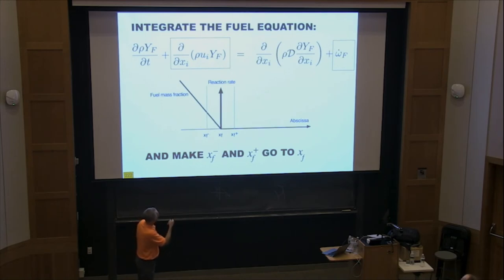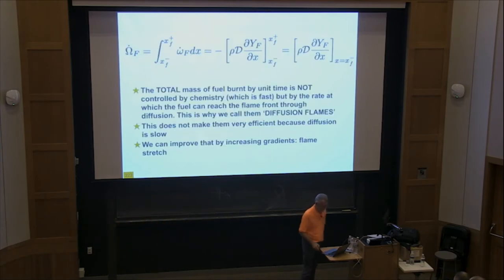But not these two. This one here is the integral of a Dirac function. The reaction rate is infinite here, so its integral is not zero, even if you integrate on a small zone. And this quantity here is discontinuous, so this term is not zero. And you end up with a very simple equation, which tells you that in a diffusion flame, the total amount of fuel which is burnt is equal to the gradient of the fuel mass fraction.